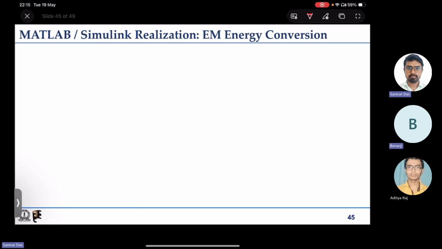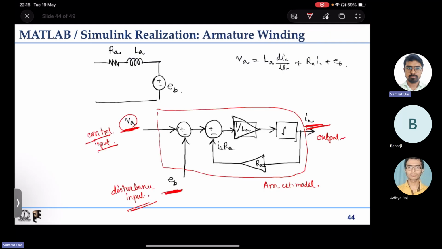Sir, why is the electromagnetic term called a disturbance? Because it disturbs the dynamics. Does it control the dynamics? It is dependent on speed, right? We have already modeled EB, right? It is a function of speed and IF, correct.